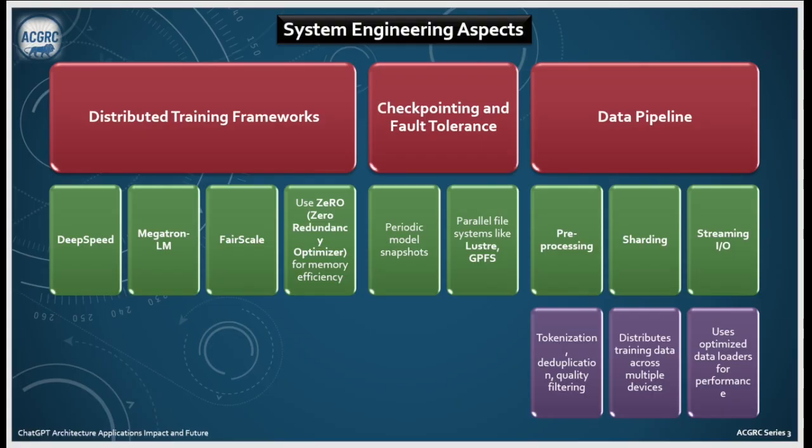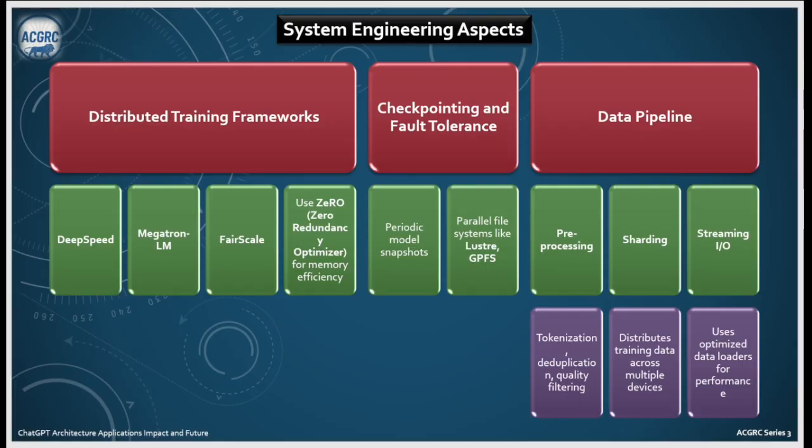DeepSpeed, what is it? A super smart helper that makes big models easier and faster to train. It was created by Microsoft. What does it do? It helps split the model smartly across many computers, uses less memory so bigger models can fit in. It speeds up training without losing quality.